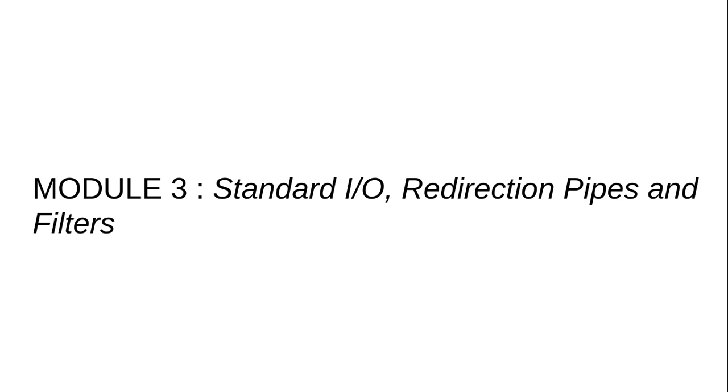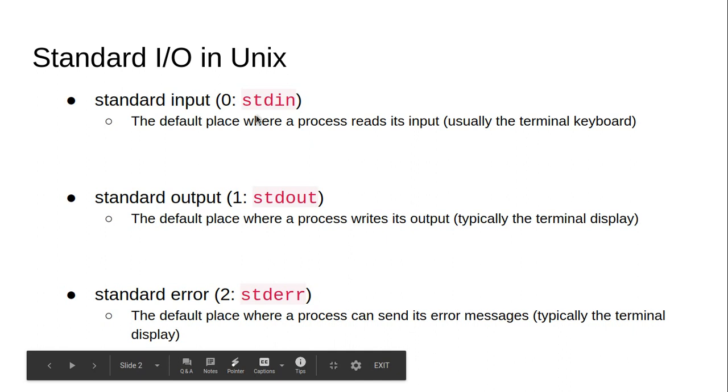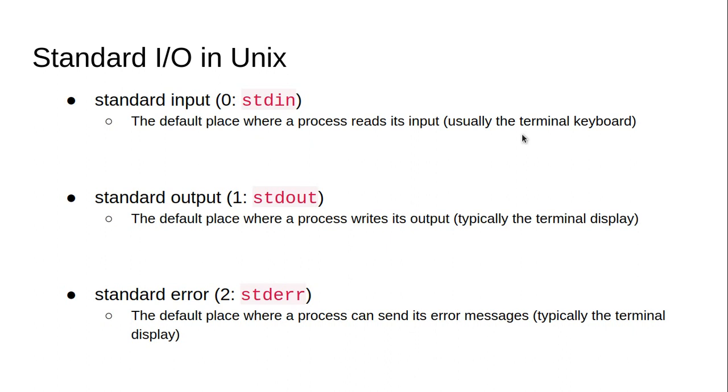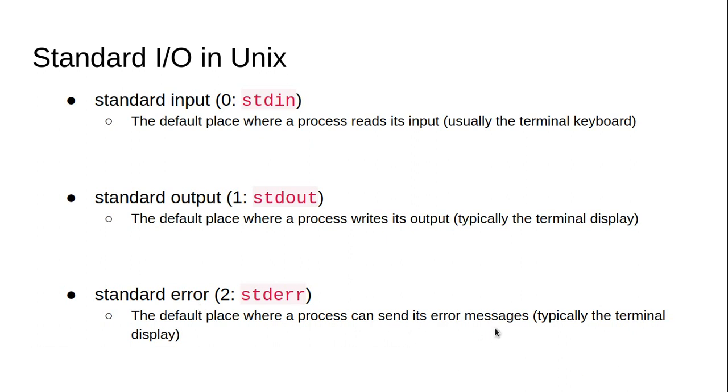Okay, so let us move forward with standard IO, redirection, pipes and filters. This topic we are revisiting again. Quickly I'll take you over. Standard input, standard output and standard error are the file descriptors of Linux. Basically they denote from where the data is coming in and where the data is getting printed. Standard input is your terminal keyboard, standard output is your terminal display, usually the monitor, and standard error is also the terminal display. So your error also gets printed on your screen.